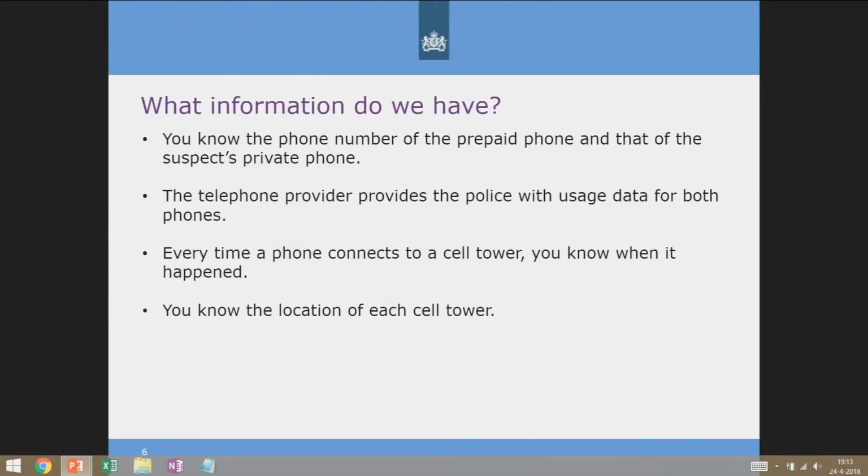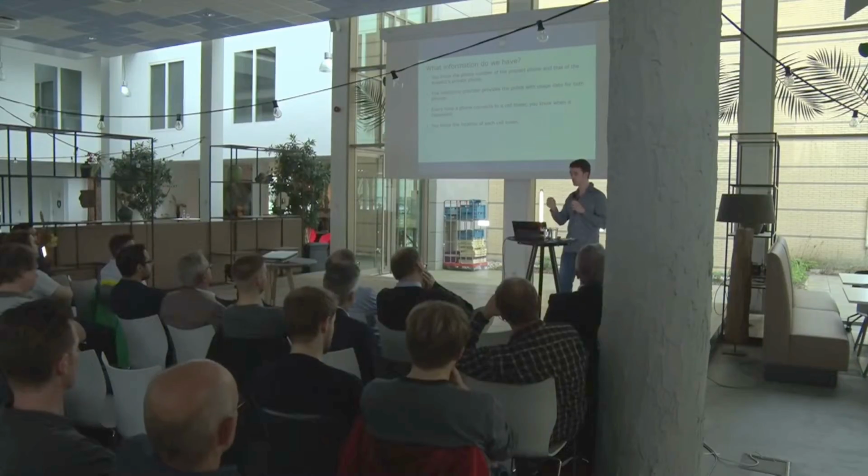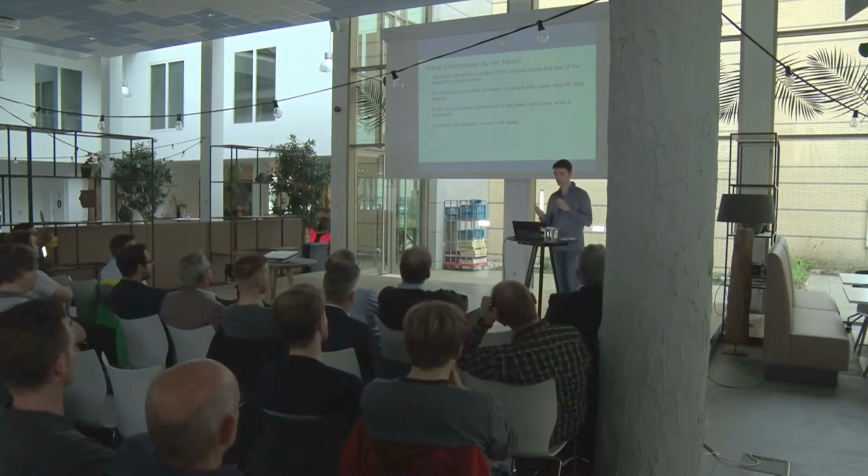Exactly what information do we have? Well, we know the phone number of the suspect's private phone because everyone has a private phone. We also know the phone number of the prepaid phone that was found. And the telephone provider can provide us with usage information from both those phones. So whenever a phone call is made or received, or a text message is sent or received, we know when that happened, and we also know to which cell tower the phone connected.